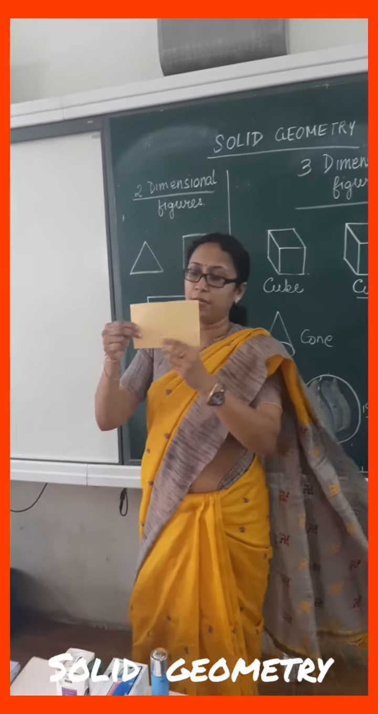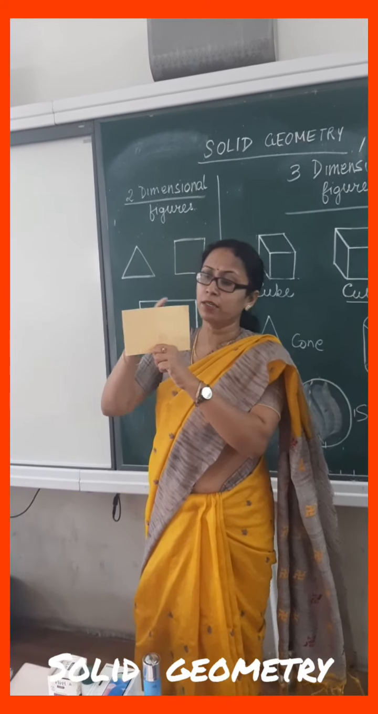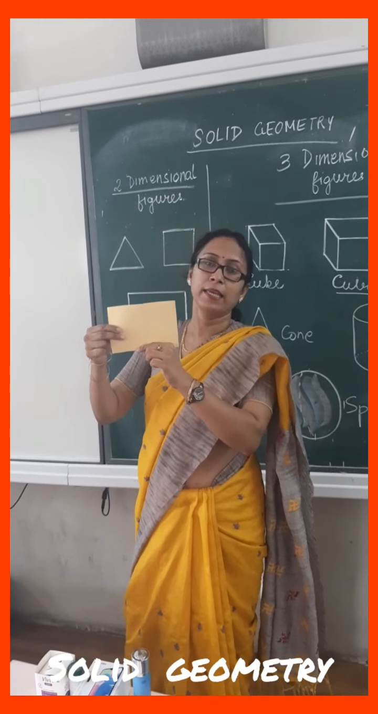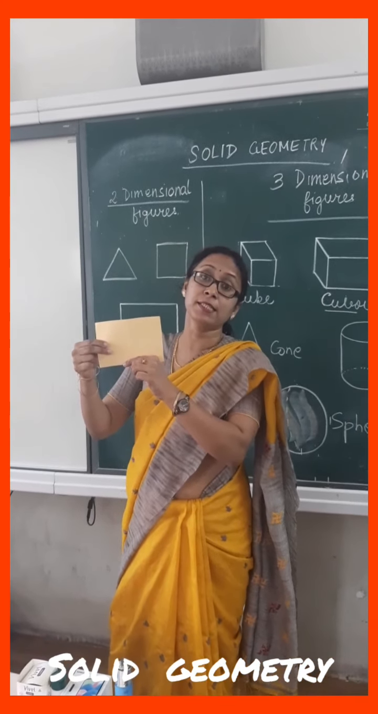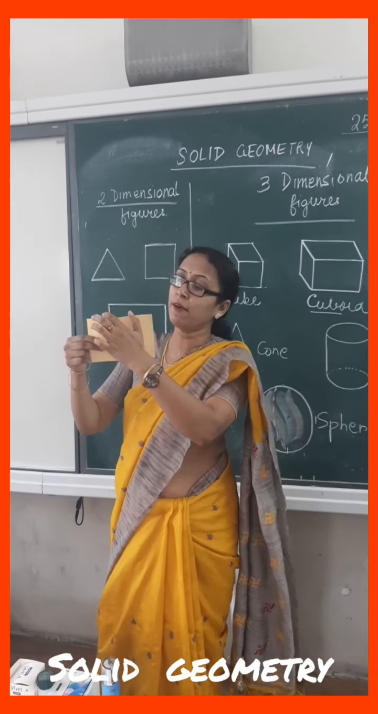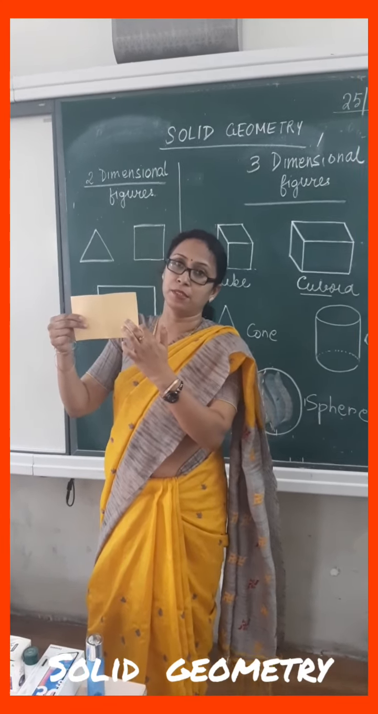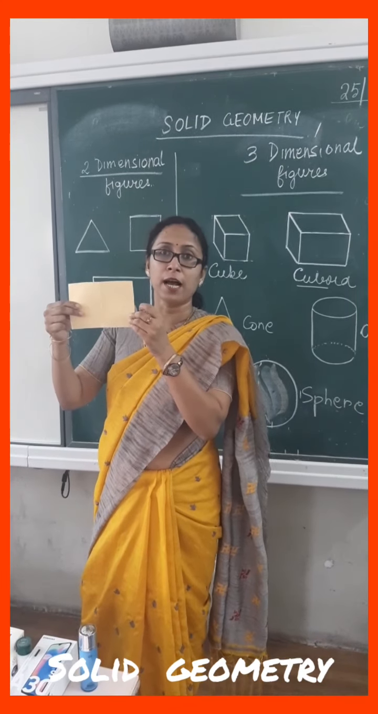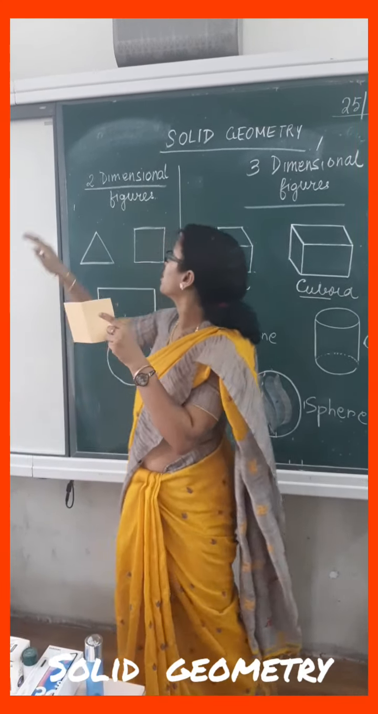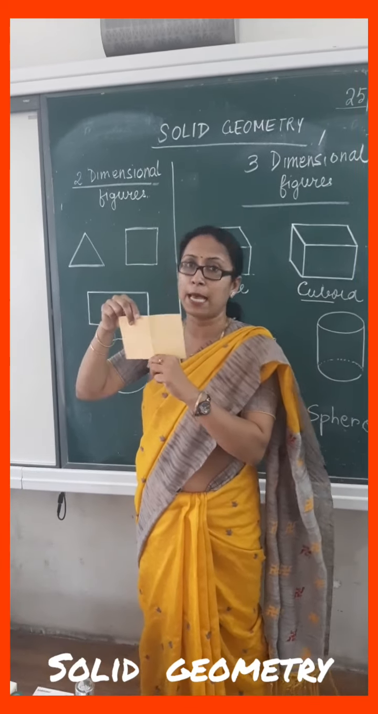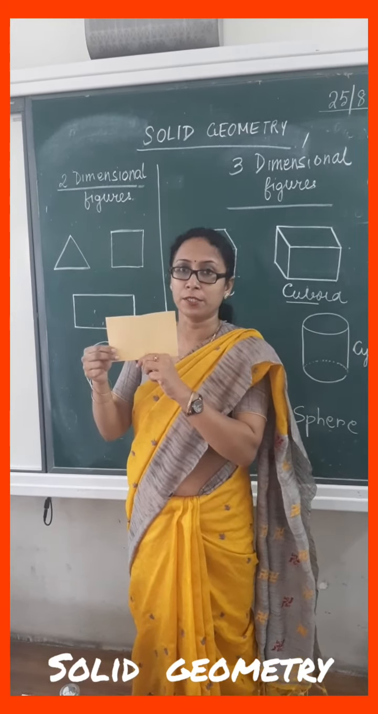Observe this rectangle. Here we have length, we have breadth. Right? But here something is absent. That is the thickness. We only have two dimensions, the length and the breadth. The thickness is absent. So these type of figures are called two-dimensional figures. When we have only length and breadth, and the thickness is absent, they are two-dimensional figures.